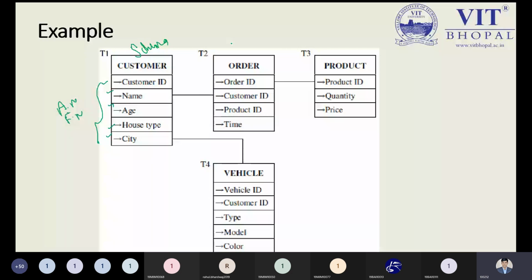And there is another schema that is order. We have another schema that is product, and another that is vehicle. Which customer purchased a vehicle? In the vehicle schema, we have all the details about the vehicle: the vehicle ID, vehicle type, model, and color. And we integrate the customer ID to know whose customer purchased the particular vehicle.